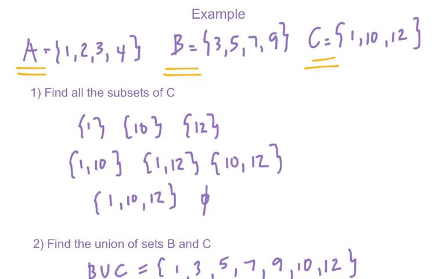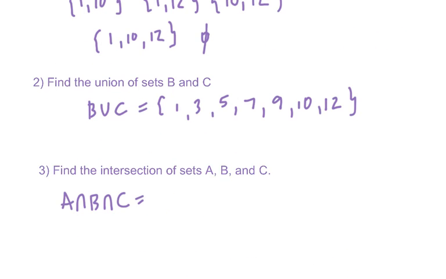Therefore, we recall that is the definition for an empty set. So that means that the intersection of A, B, and C is the empty set, a set that has no elements. And we represent that either with this symbol or by writing curly brackets with no elements inside.